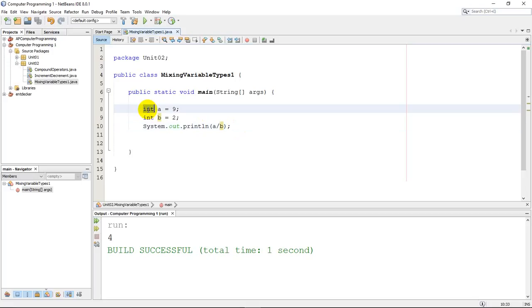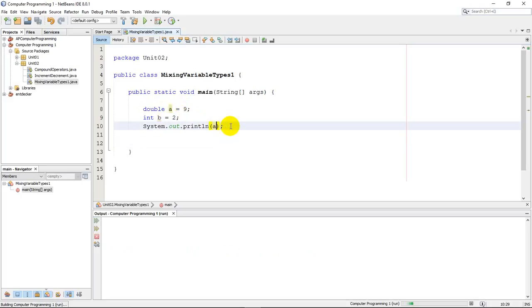If I were to make these doubles, or in fact if I were to make either one of them a double, my answer to these questions that I had just come up with, a plus b. Now let's talk about what I've just done. I have a double, which remember is a decimal, and so even though I set it equal to the number 9, it's important to remember that in memory this is now 9.0. And just to prove this, I'll run this and just output a, and you can see it's 9.0.